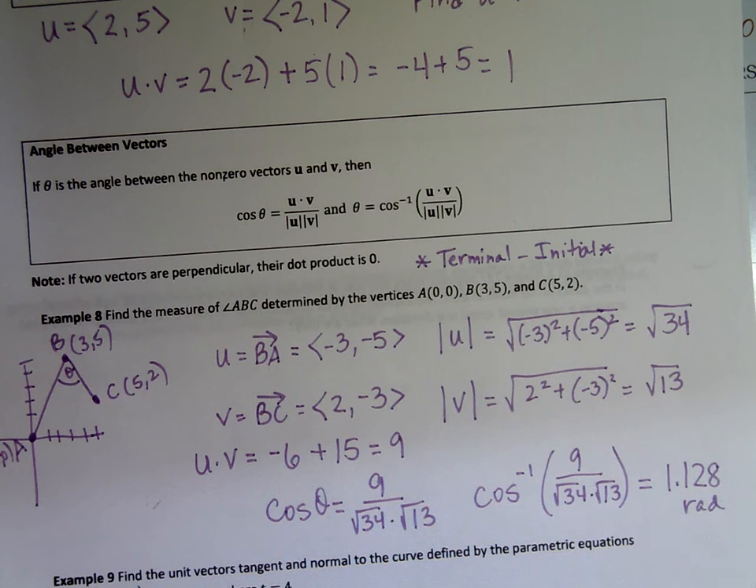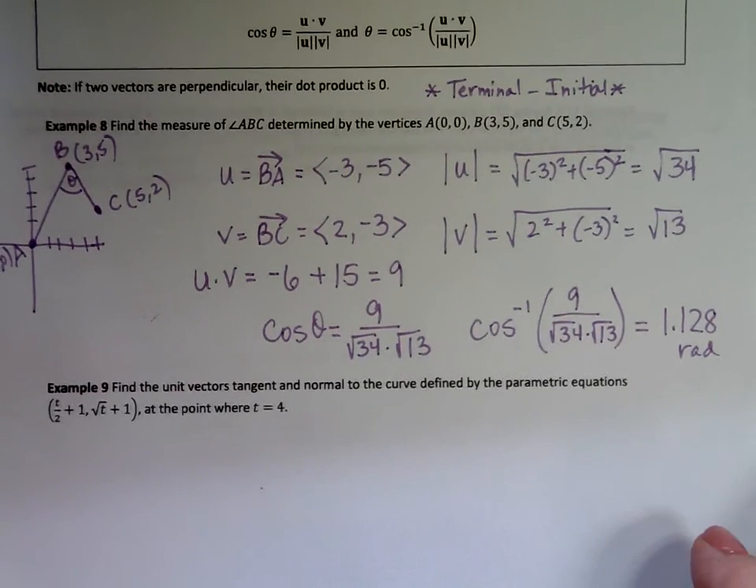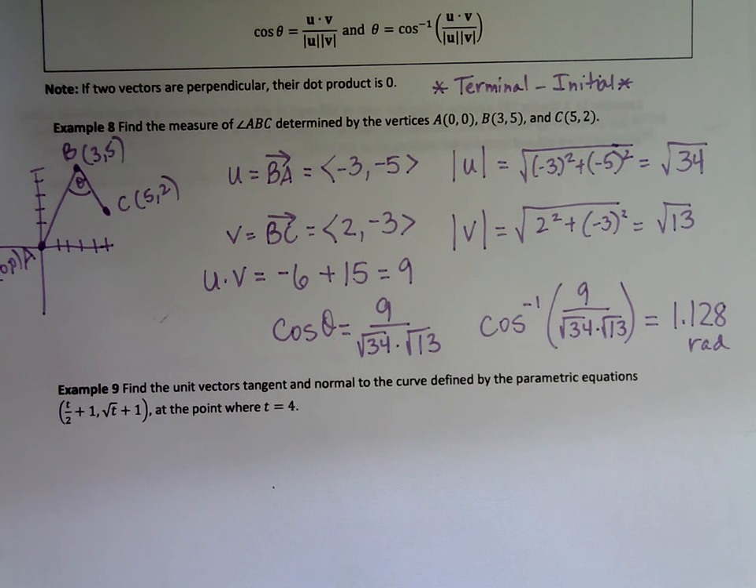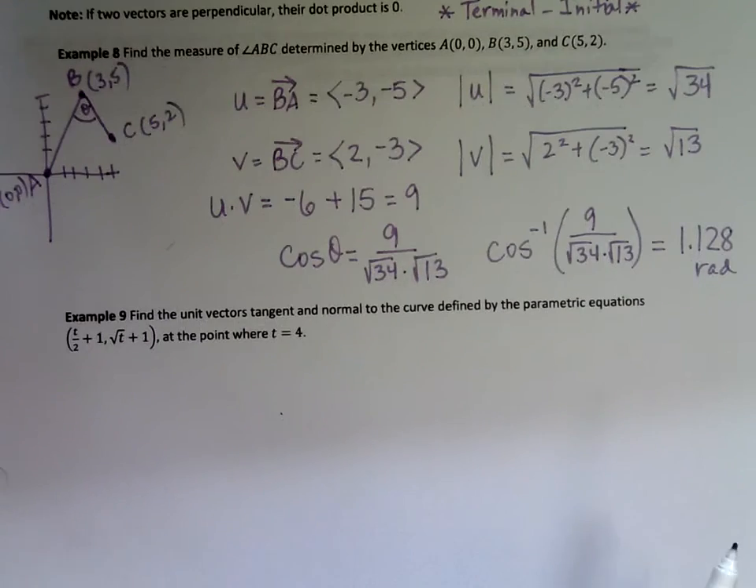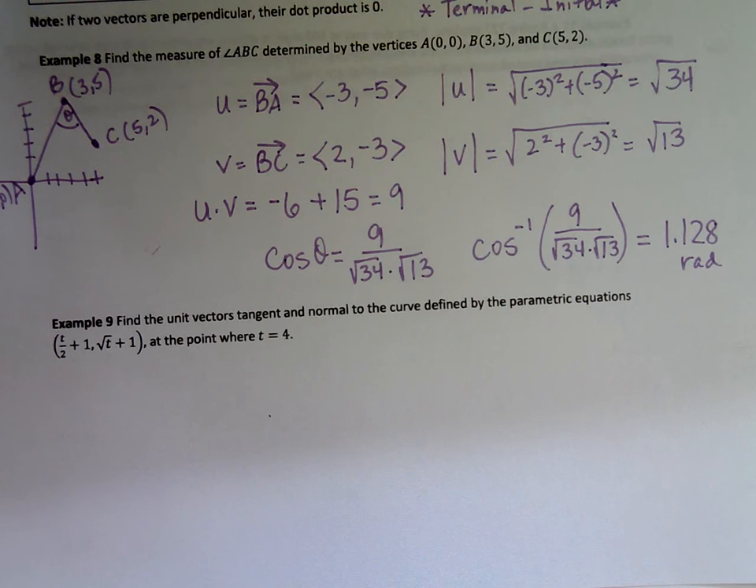All right. The next one says, we're almost done, the examples anyway. Find the unit vectors, tangent and normal to the curve, defined by the parametric equations, yada yada, at the point where t equals 4. I'm going to show you one of these. I'm not really too concerned about them because I don't think they really come up much in the exam. I don't think I've ever seen a question like this on there. So since there's several of these on here, I'll give you one to show you what they're talking about, and then we'll see what we think from there.